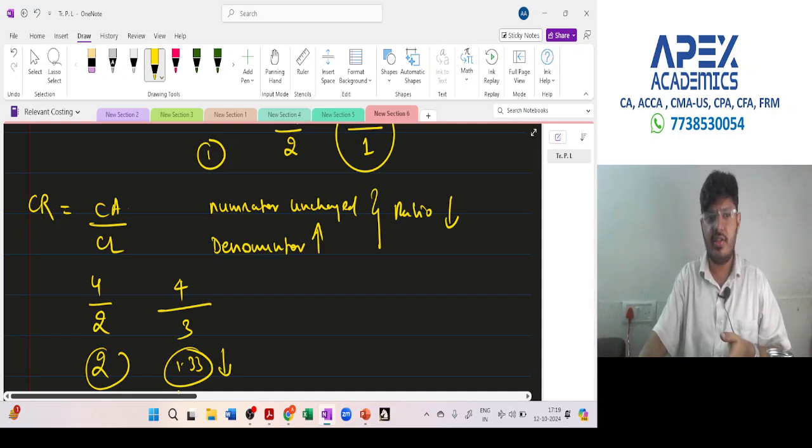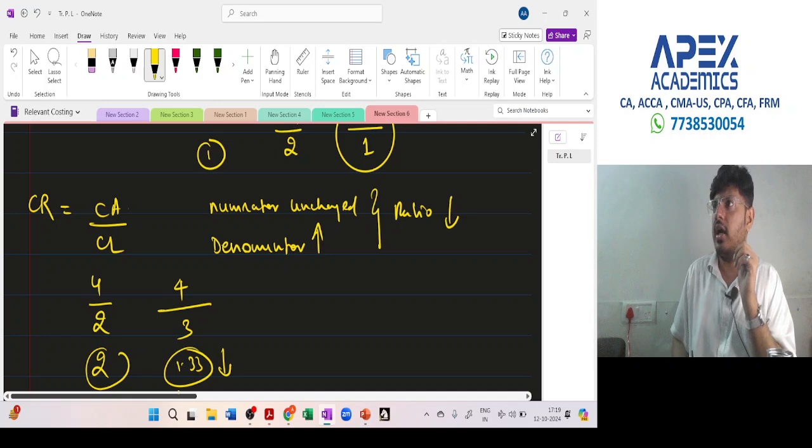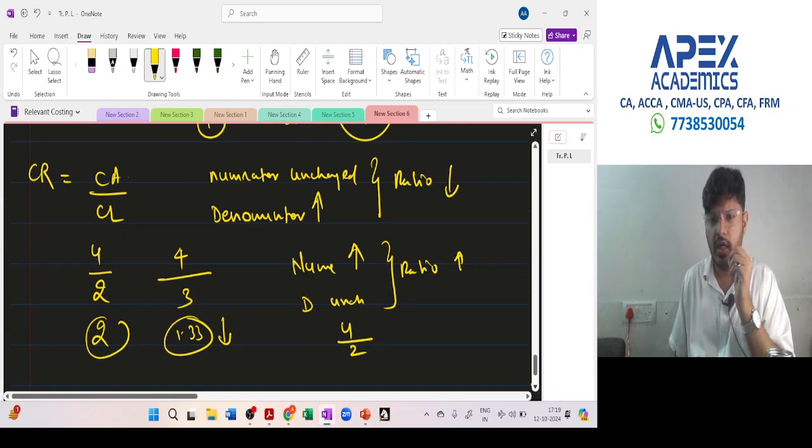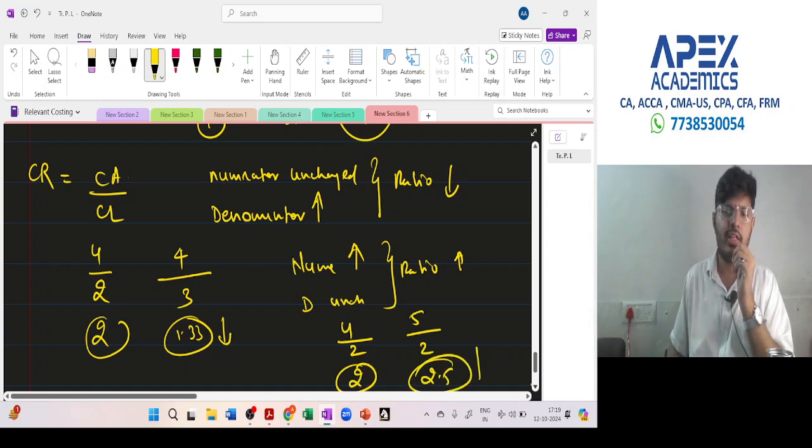My dear friends, this is current assets upon current liabilities. Keep one thing in mind. If numerator increases and denominator is unchanged, the ratio will increase. Let us say that your earlier ratio was 4 upon 2 and now it becomes, let us say, 5 upon 2. Here it was 2, here it will become 2.5. So what has happened? The ratio has increased. Please understand this particular concept.